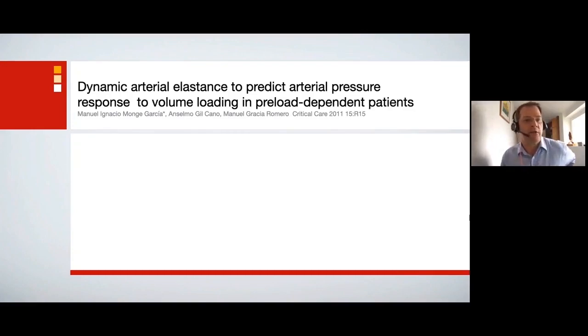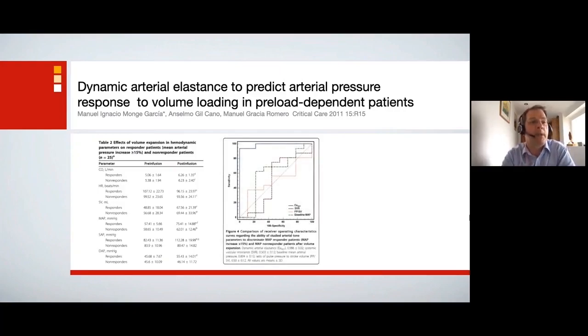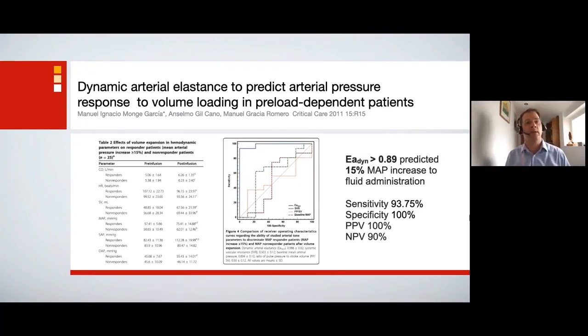There are a number of studies that have shown EA-Dyne to have good clinical utility. This one's from Ignacio Monge Garcia. 25 ICU patients, all of whom were hypotensive, so the MAP was less than 65, and they were given a fluid bolus, and they were included into the trial if they increased their SV by 15% or more. He then split them into responders and non-responders, and very simply, the best parameter that told you whether a patient would increase their blood pressure or not was EA-Dyne. And if your EA-Dyne was greater than 0.89, it predicted a 50% mean arterial pressure increase to fluid administration.